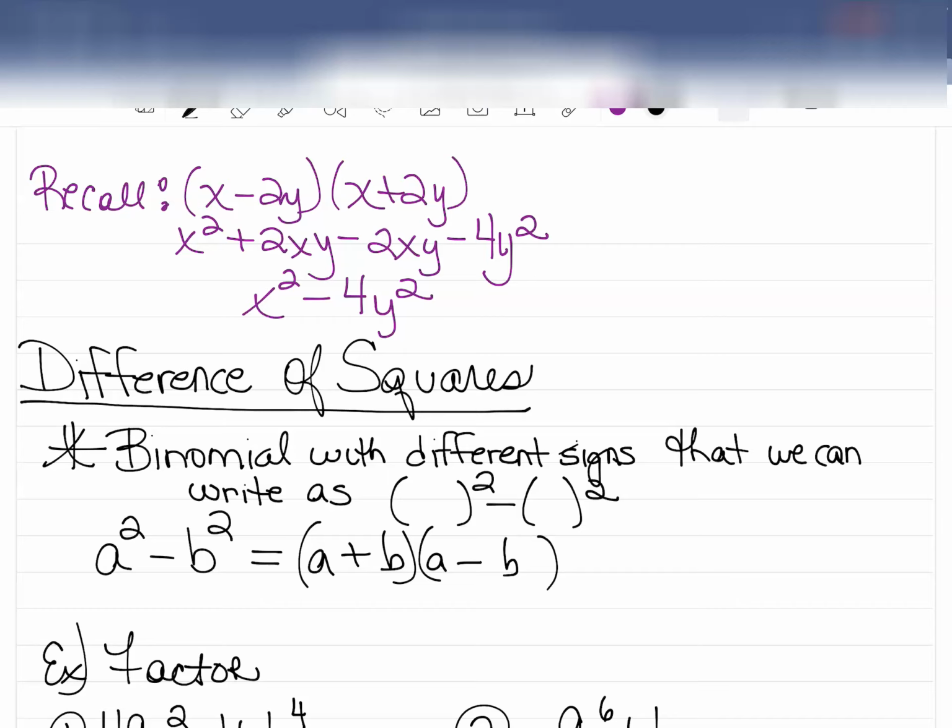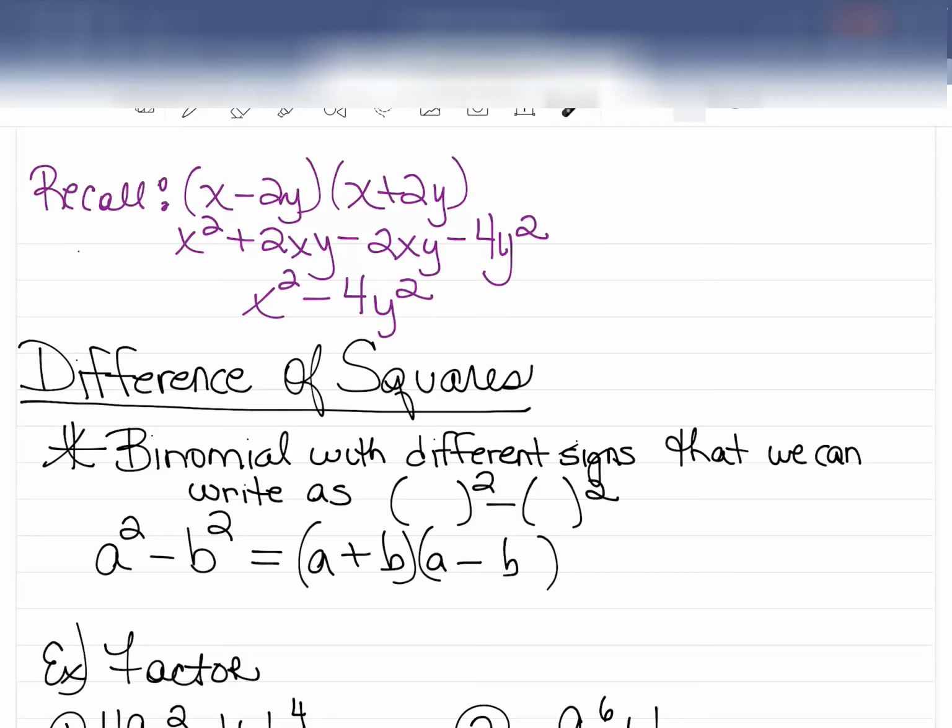So now we have to deal with factoring the difference of squares. So let's do our recall. When we had something like x minus 2y times x plus 2y, where you had the same thing in the front and the back, it's just the signs were different in the parentheses. When we multiplied it out, the two middle pieces canceled each other out, knocked each other out, and became 0. So we were left with the first one squared minus the second one squared. This is now what we have to factor in reverse.